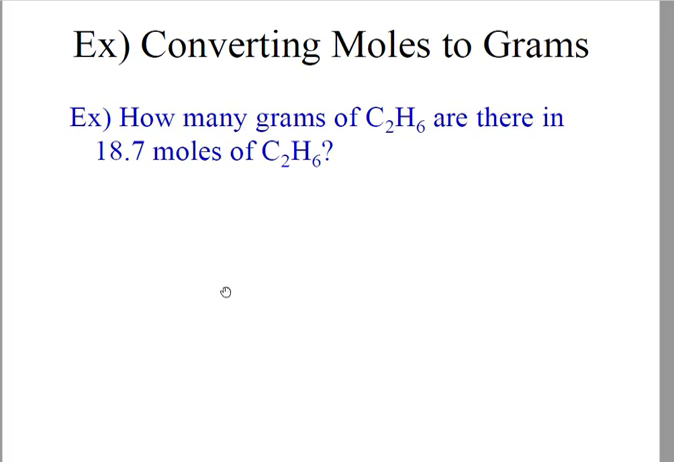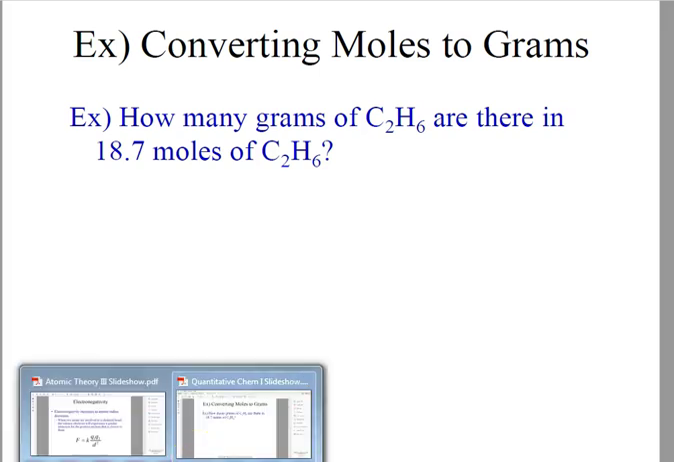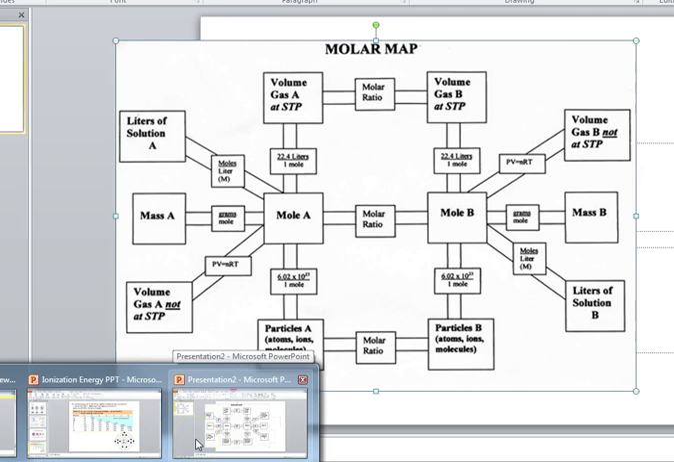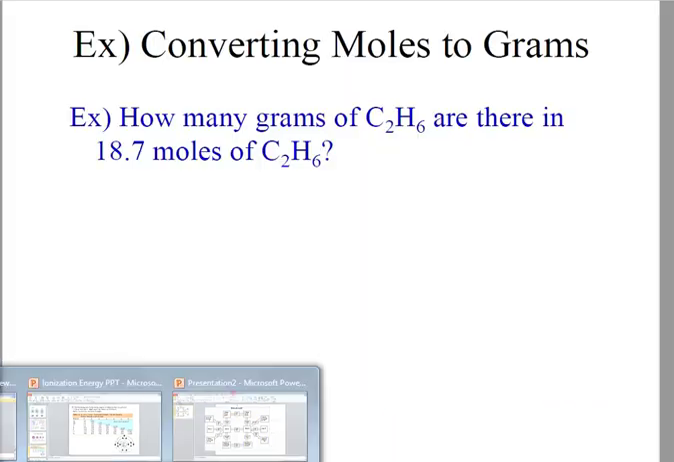Okay, going the other way, how many grams of C2H6 are there in 18.7 moles? So we're starting with moles and trying to go to grams. Notice there's C2H6 only involved in this problem, so there's no chemical reaction involved. If we look at our map, we're going from moles to grams, so we're going to use grams over mole. We'll leave it as grams over mole because we do want to get rid of moles, so we need that to be on the bottom to cancel.